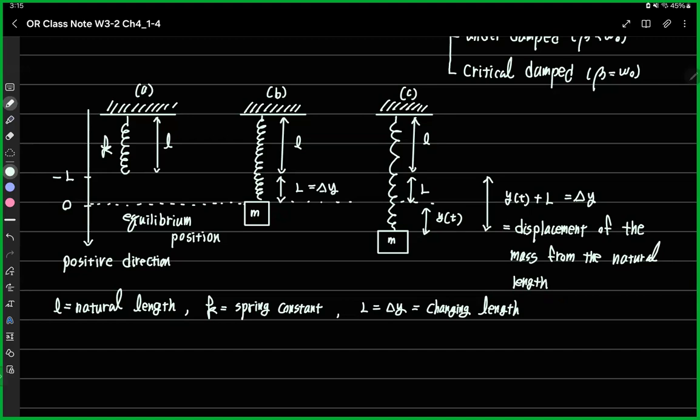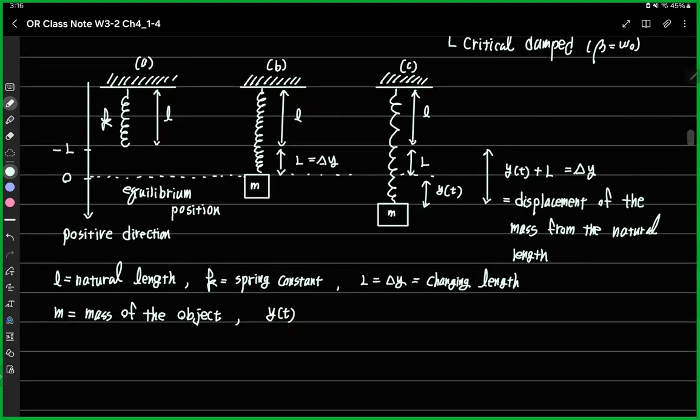Okay. So as you can see, m is the mass of the object. Let me define all the letters. Mass of the object. And y of t is the displacement of the mass from its equilibrium position. So what is delta t? Delta t is a changing length, which means the displacement of the mass from the natural length. This one is displacement of the mass from the equilibrium.